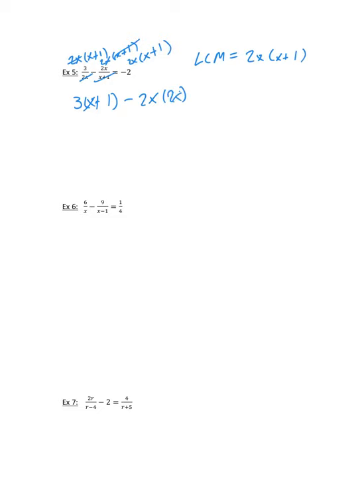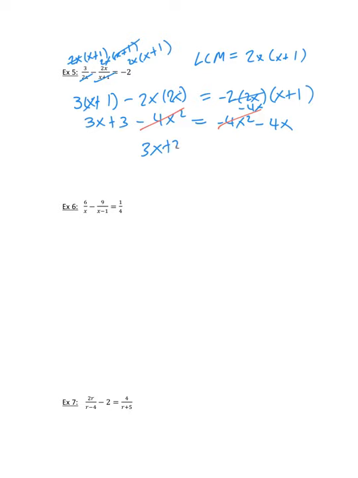Times 2x, and then equals, and then in the third fraction, I just multiplied negative 2 times 2x times x plus 1. So I have 3x plus 3 minus 4x squared equals, and I have negative 4x here distributing. So negative 4x squared minus 4x. So what's going to happen is my negative 4x squareds are going to cancel, and I now have 3x plus 3 equals negative 4x.